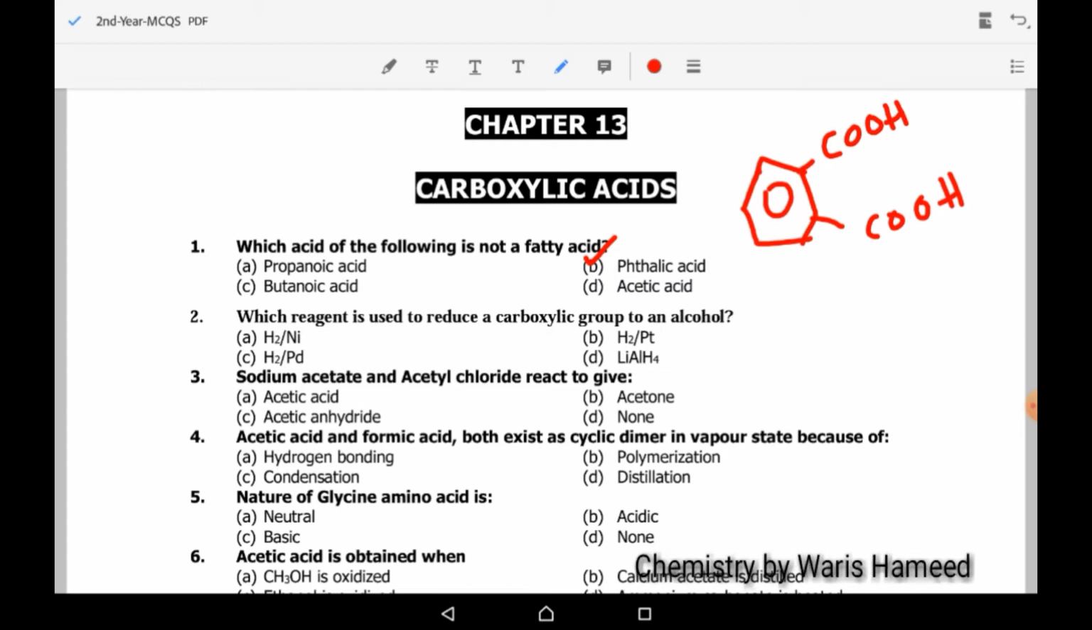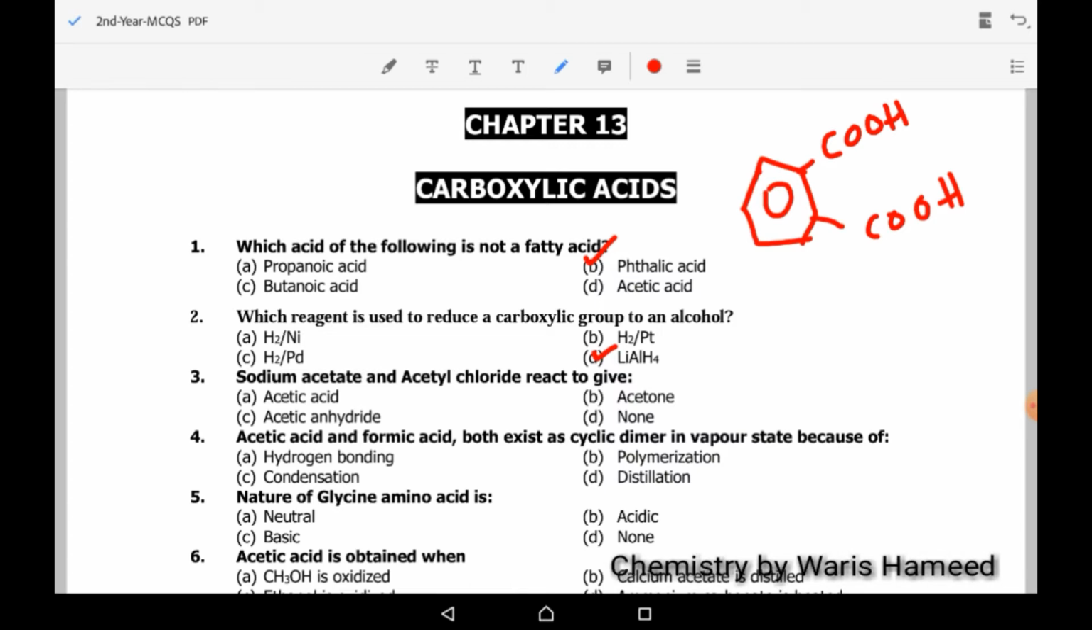Second MCQ: which reagent is used to reduce a carboxylic group to alcohol? We use diborane and lithium aluminium tetrahydride. We can also use diborane B2H6 and lithium aluminium tetrahydride to reduce a carboxylic group into alcohols. So option D is the correct one.